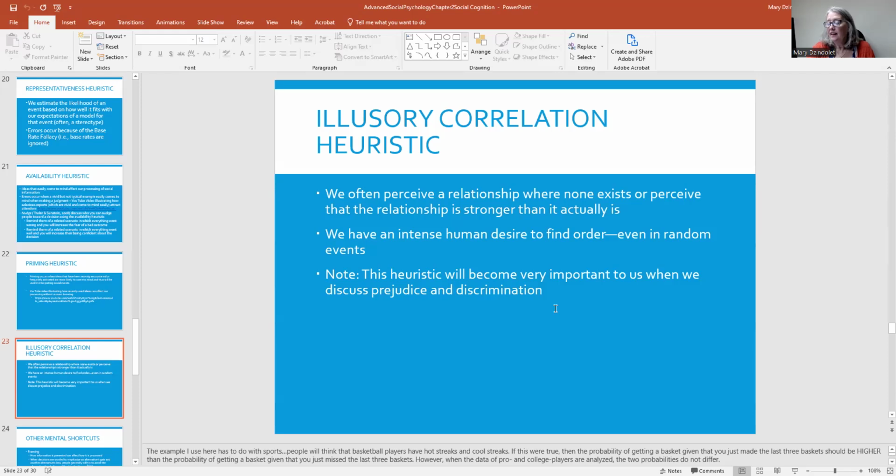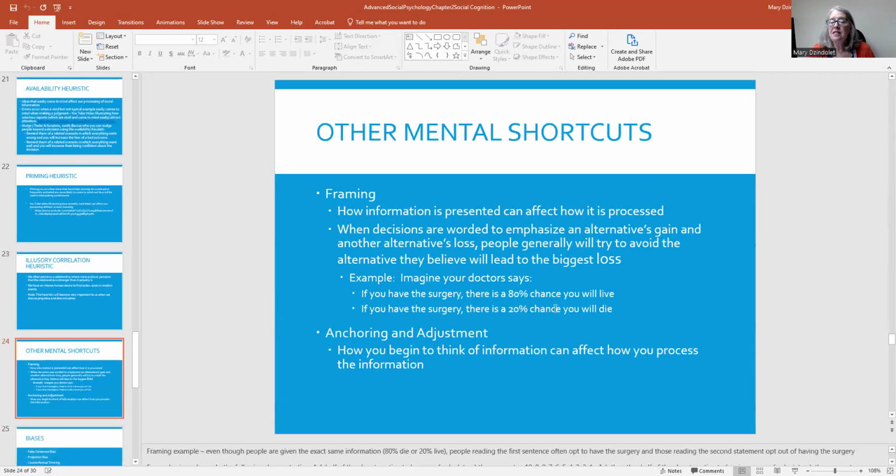Okay. So then there are other mental shortcuts we have too, such as framing. How information is presented can affect how it's processed. So when decisions are worded to emphasize an alternative's gain or loss, it ends up affecting how we process the information.